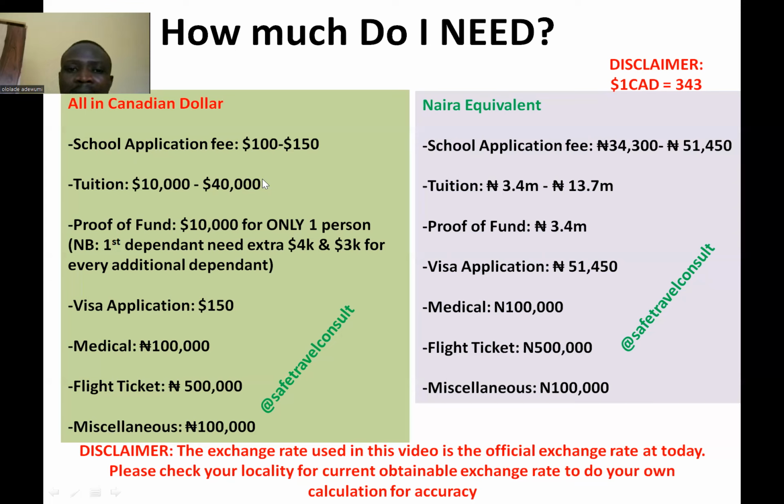Okay, that is a total of 17,000 Canadian dollars. 10,000 plus 4 plus 3 plus 3. Okay, that's 20,000 Canadian dollars for a family of 4. But the example that I'm using here, that I converted to naira, is just for one person. So take note of that.